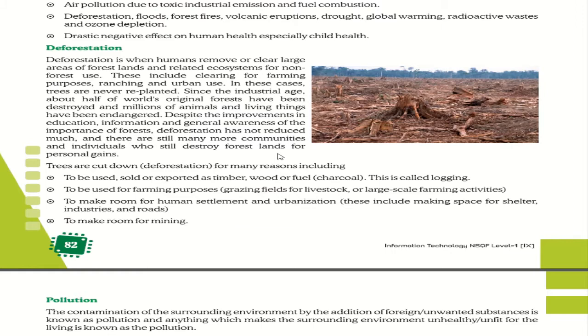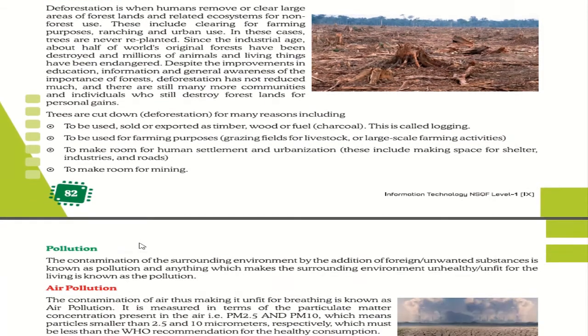How do we destroy our forest land? Trees are cut down, so deforestation happens for many reasons. Trees are cut to be used, sold, or exported as timber, wood, fuel or charcoal. This is called logging. Next, land is cleared for farming purposes, like grazing fields for livestock or large-scale farming activities, to make room for human settlements and urbanization. This includes making space for shelter, industries, and roads, and to make room for mining. For these reasons, we cut trees, causing deforestation.